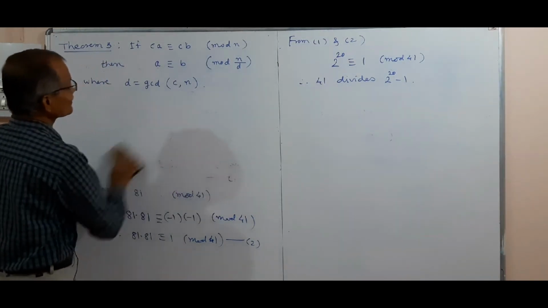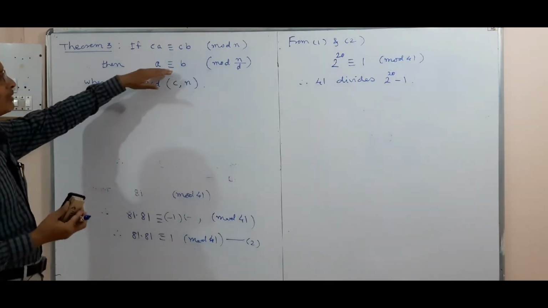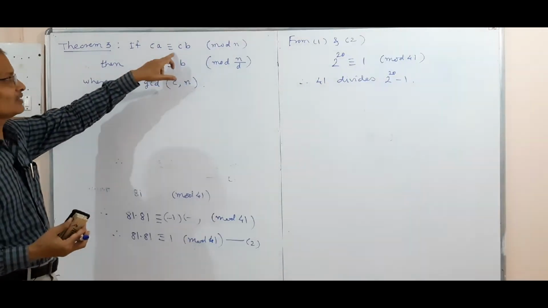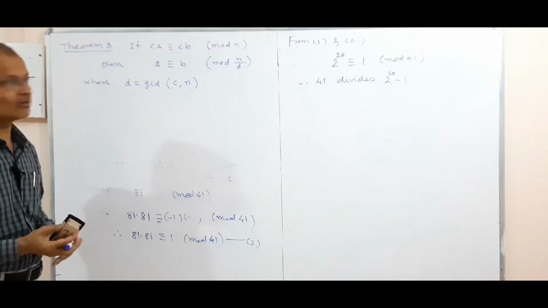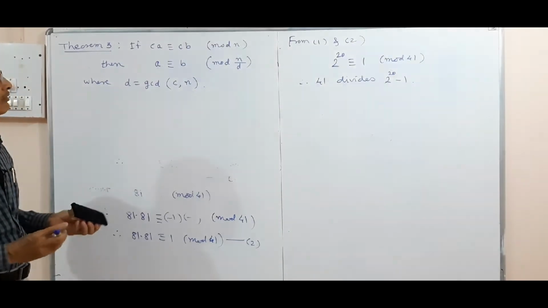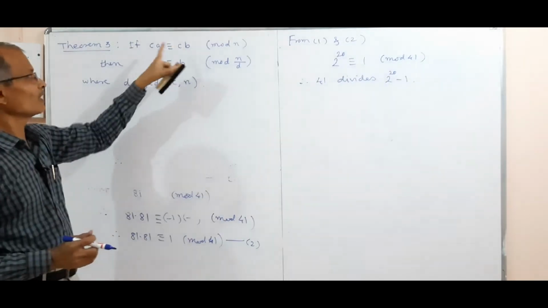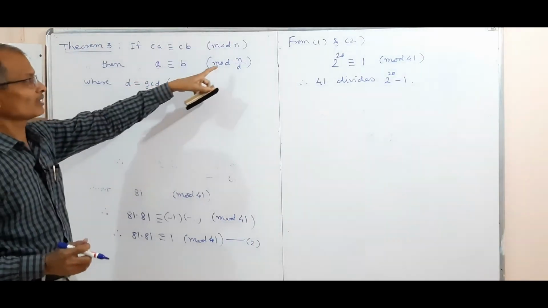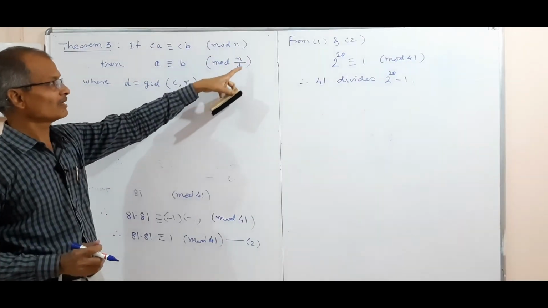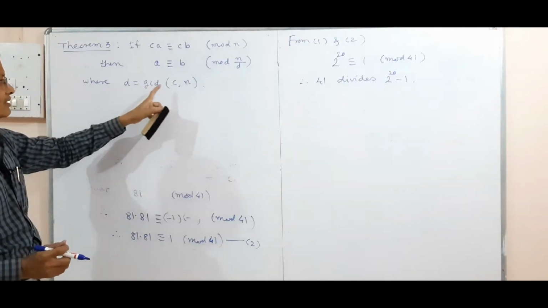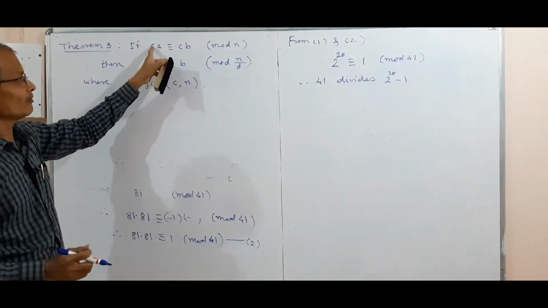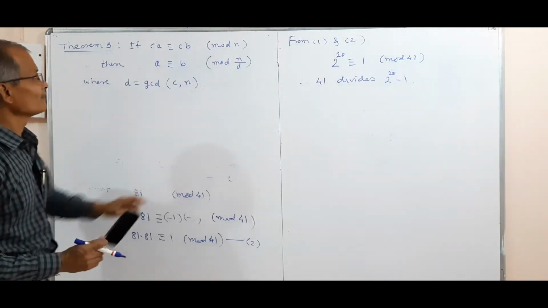We have proved that if A is congruent to B modulo n, then AC, or CA, is congruent to CB. But the converse is not true. That means this does not imply A congruent to B. We can't cancel C only, but we have to change this modulus to n divided by D, where D is the GCD of C and n.